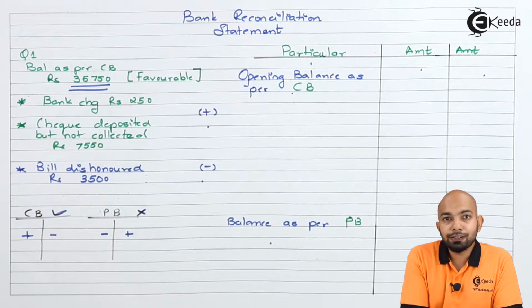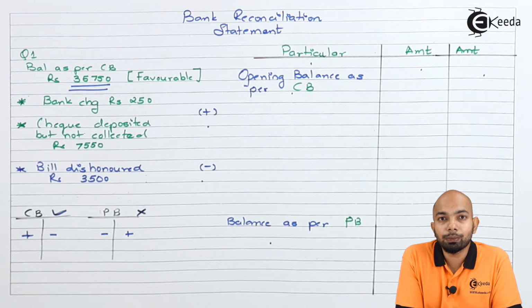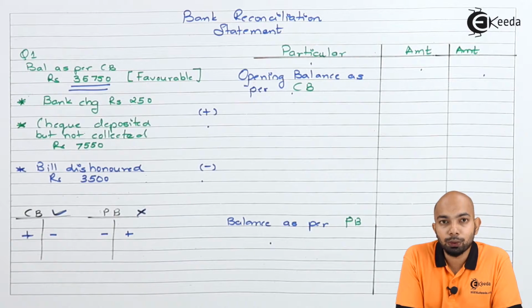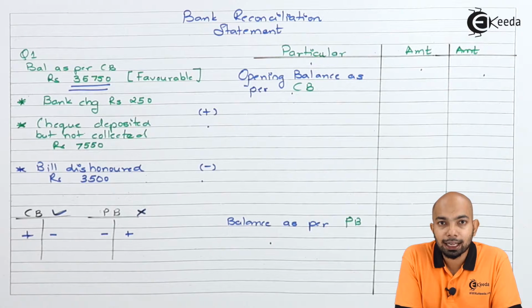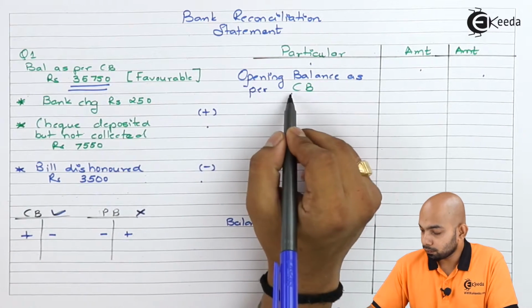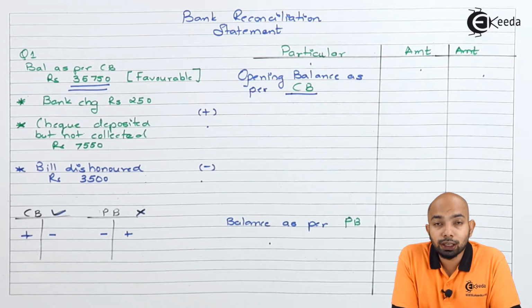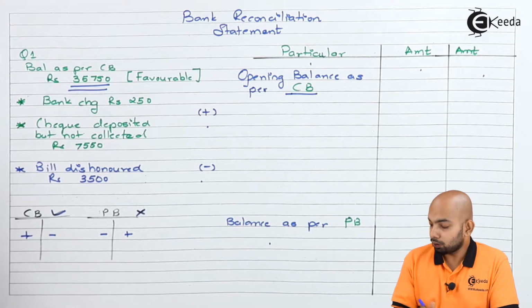So now that we have the starting point of the sum being the cash book, we will be mentioning here that the starting point of the specific sum is the cash book. As you can see, we have already mentioned that the opening balance as per the cash book is always on the top side because the question demands it. If the opening balance of the cash book is the starting point, that means the answer will be ending with the balance as per the pass book.